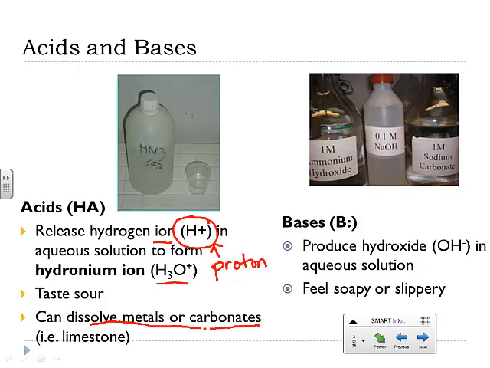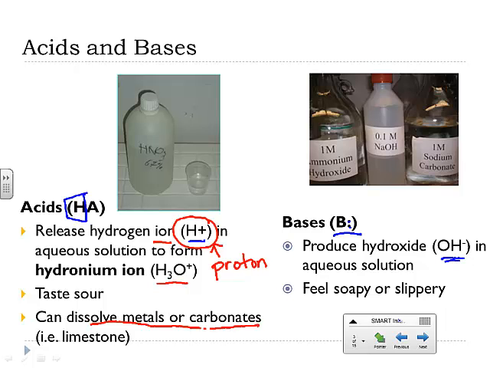Our second class of compounds is bases, and the way we like to abbreviate those is by using a B with a colon, right? Those colon dots are actually lone pairs. We think about bases as having lone pairs. Acids have HAs, they have H's that they lose. Bases don't have any H's to lose. What happens with a base is that they produce hydroxide or OH- in aqueous solution. Acids release H+, bases release OH-.